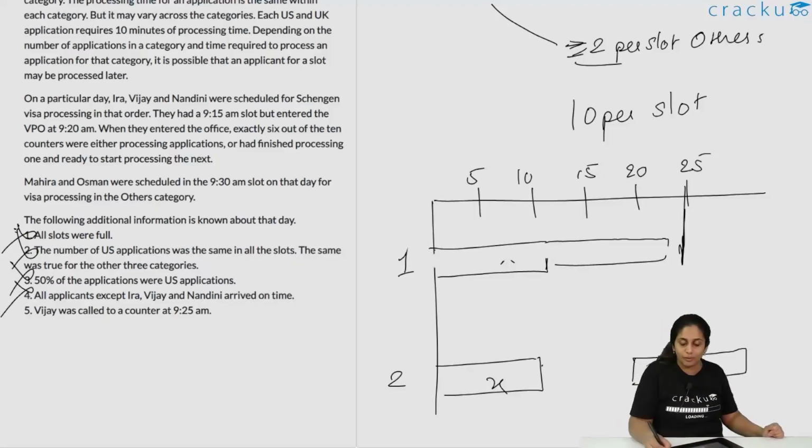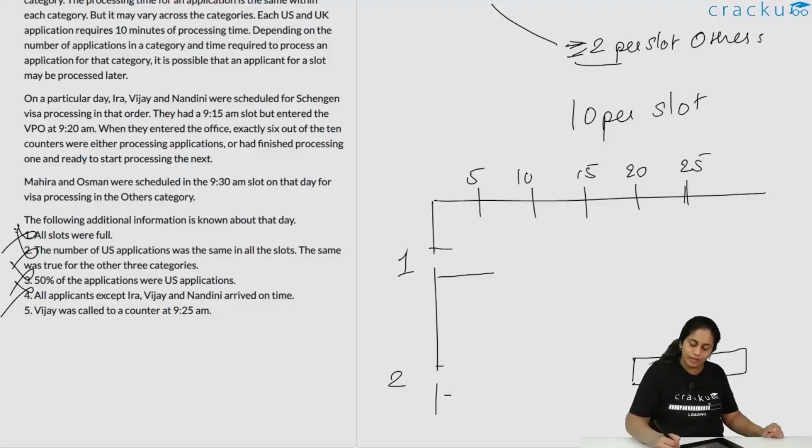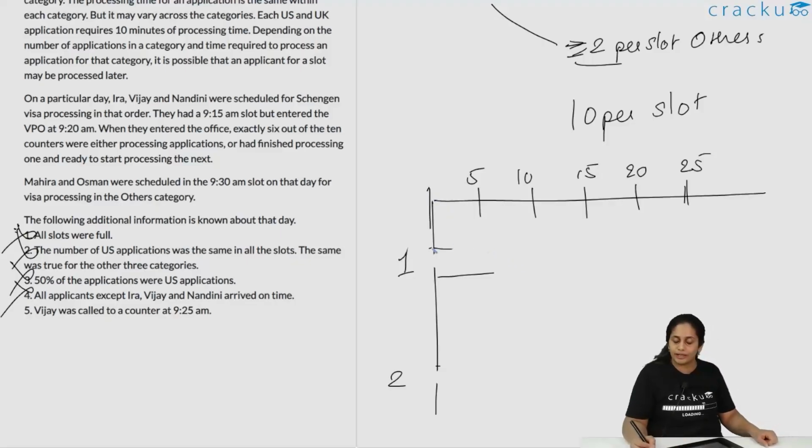I'll draw it out more carefully so that you are able to figure out what is going on. So what is happening over here is that the first counter, you have 3 applications. At the 0-minute mark, 3 applicants come. So the first applicant is called to counter number 1.